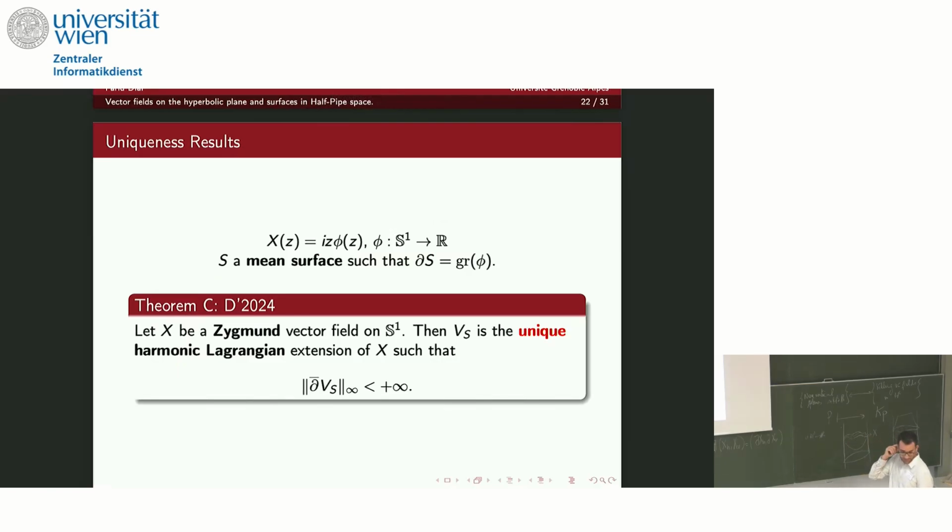I didn't say anything about the uniqueness of extension. So remember that for given vector fields, I have a harmonic Lagrangian extension. But what about uniqueness of this? And in fact, we have this result. So if X is a Zygmund vector field, then Vs, the vector field constructed from the mean surface, is the unique harmonic Lagrangian extension which has bounded d-bar derivative.